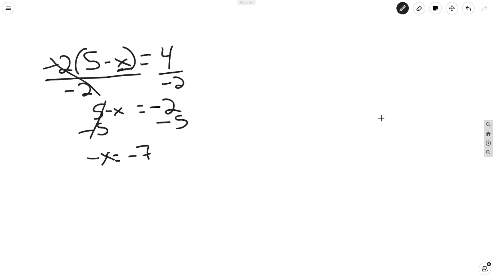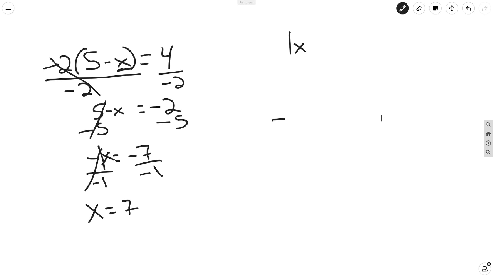Now remember, if there's nothing in front of x, you have to remember there's that invisible 1 there. So negative 1 is being multiplied by x, so we need to divide by negative 1 to get rid of it. And negative 7 divided by negative 1, well, 7 divided by 1 is just 7. A negative divided by a negative is a positive.